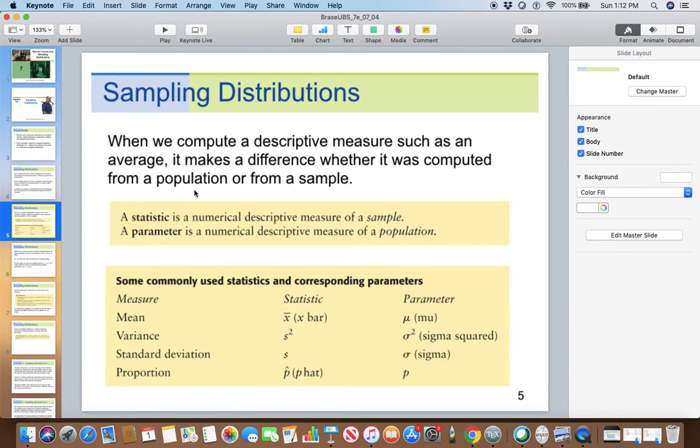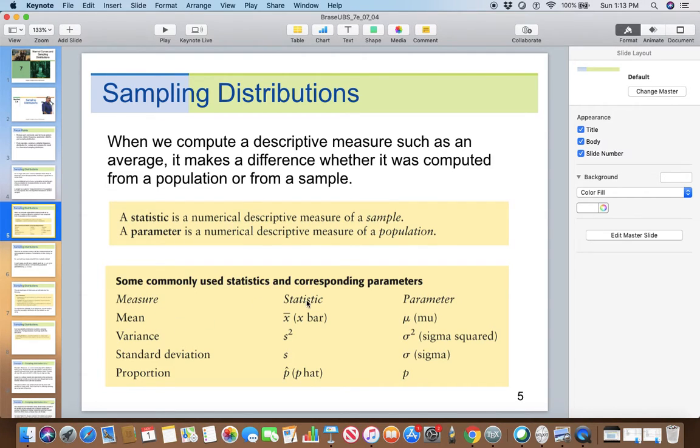When we compare a descriptive measure such as an average, it makes a difference whether it was computed from a population or from a sample. A statistic is a numerical descriptive measure of a sample. So the measure that you get from a sample is called a statistic. On the flip side, the measure you get from a population is called a parameter. Some commonly used statistics and corresponding parameters.